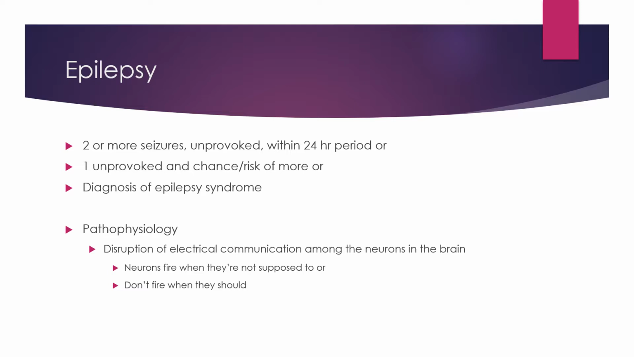So the pathophysiology, just like the definition, there's a disruption of electrical communication among the neurons in the brain. So they either fire when they're not supposed to, or they're not firing when they should. So they're firing at off times when they're not supposed to be firing.